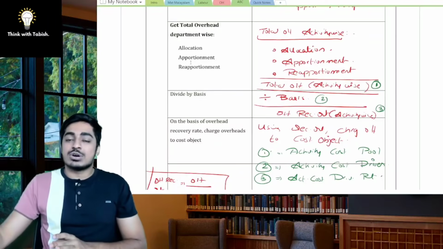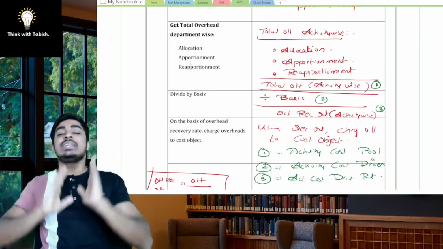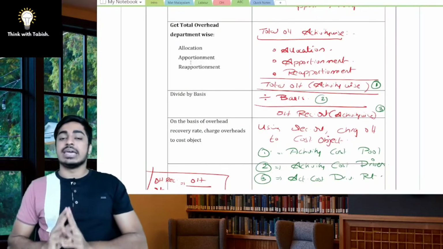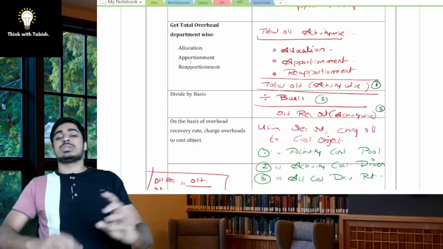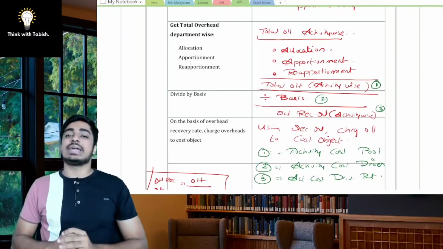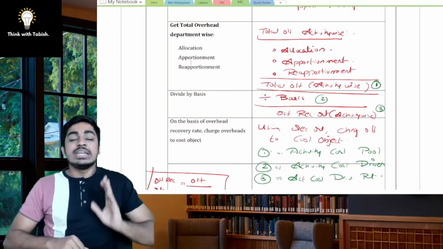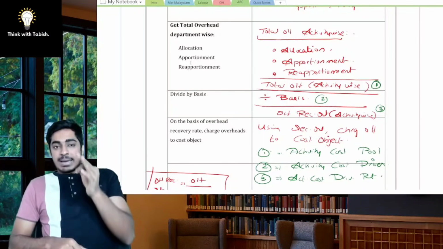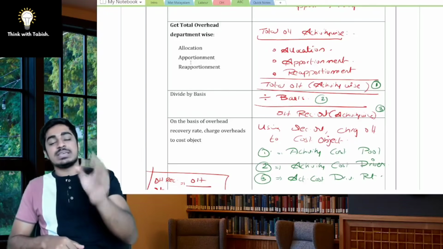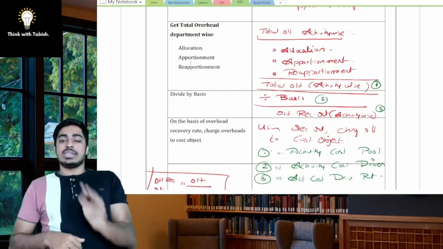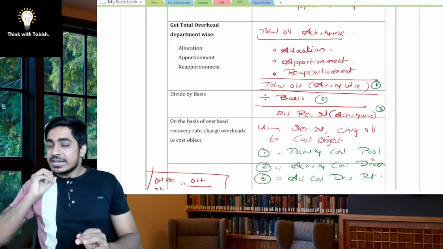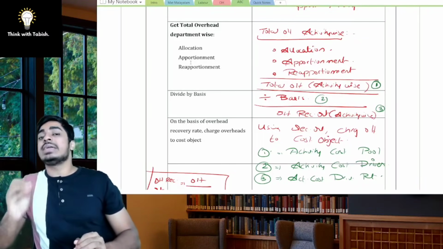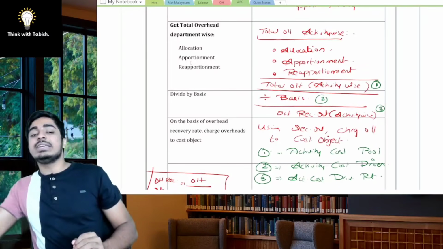In activity based costing, we want the overhead activity wise. How do we get it? Again, allocation plus apportionment plus reapportionment. We get the total overhead activity wise. Then in the departmental rate method, we divided it by the basis and got the overhead recovery rate. In activity based costing also, it is the same. We divide it by the basis, and we get the overhead recovery rate activity wise.